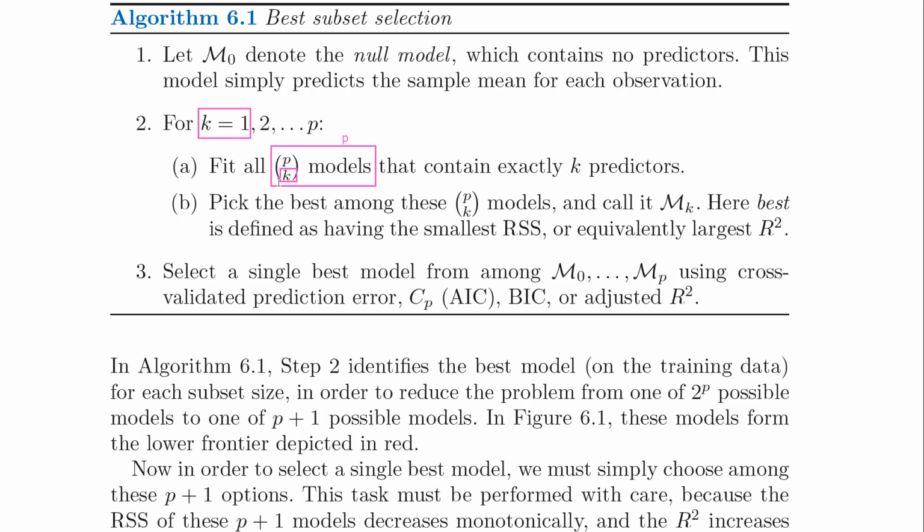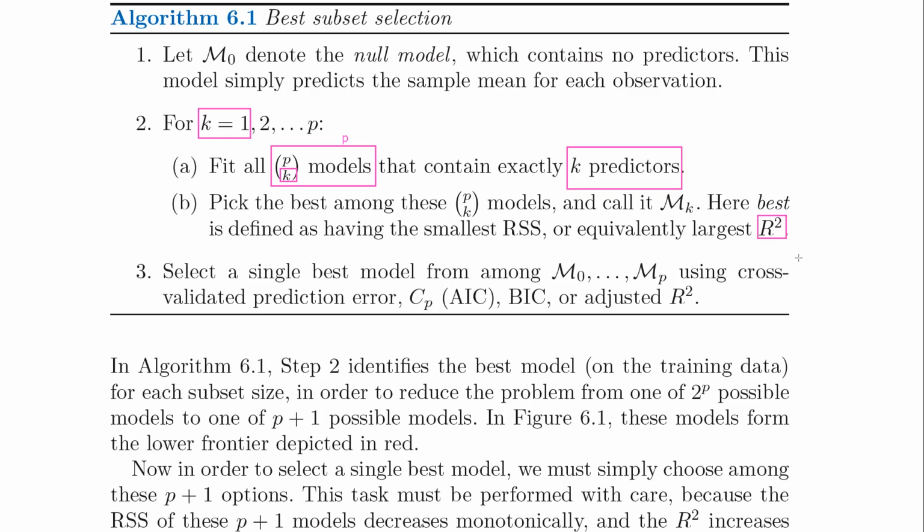Okay, and each of these models contains exactly k predictors. So for example, 1 predictor. Each of these p models contains 1 predictor. Okay, now you pick the best among these p choose k models, and you call it Mk. Here, best is defined as having the smallest, what was this? Residual sum of squares, or equivalently, the largest R squared, which we've tried to avoid for the time being until now.